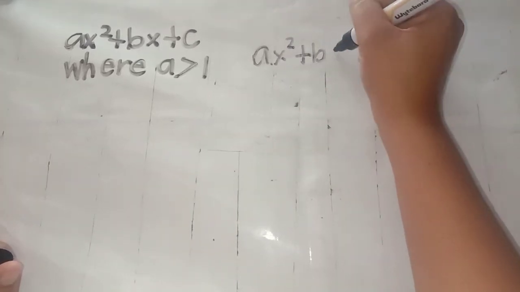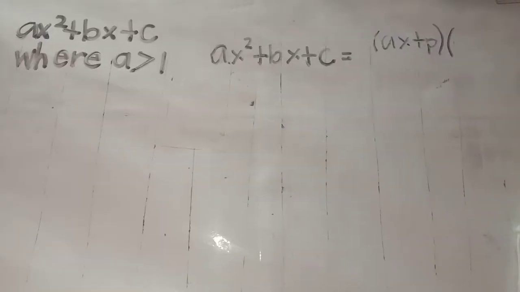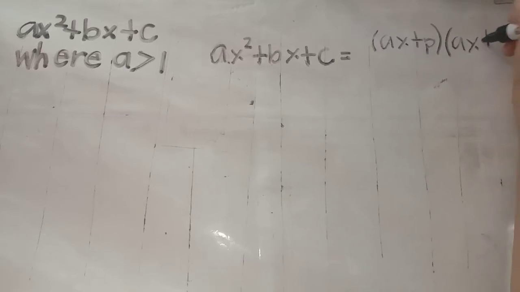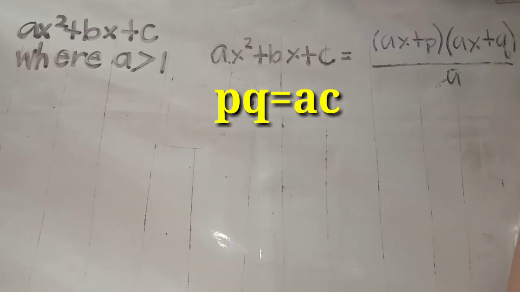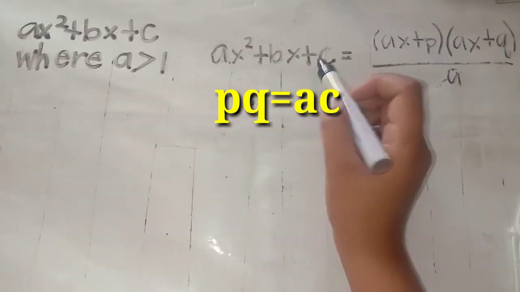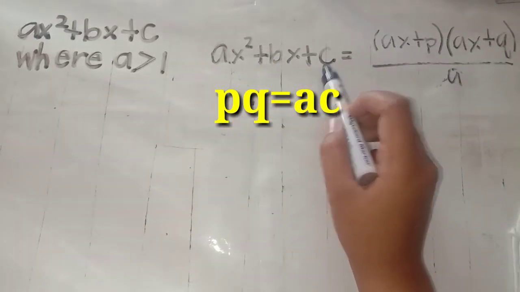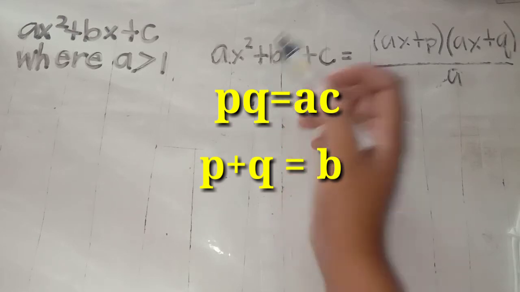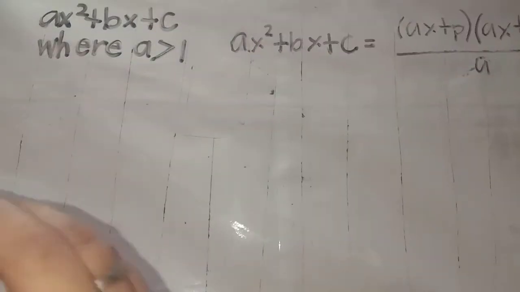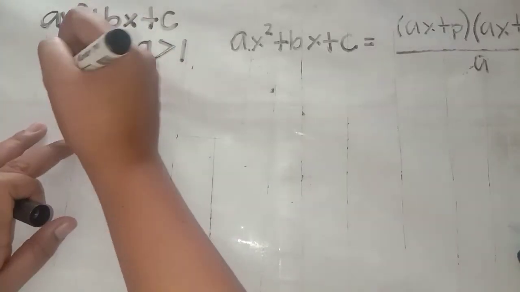The form we will use is ax squared plus bx plus c is equal to the quantity of ax plus p times the quantity of ax plus q, all over a, where p and q are the product of AC, and p plus q, or the sum of p and q, is equal to b. Let's try example letter A. You can open your module to follow along, since that is what we are basing on.